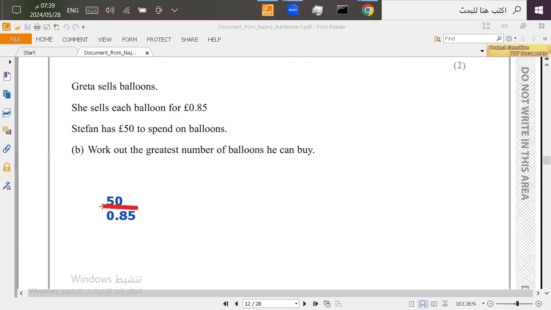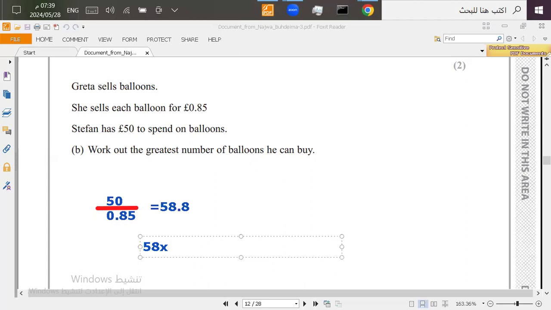And then we will multiply the total number by the money. So first we divide 50 over 0.85. Let's do it here. So 50 divided by 0.85. And the answer is 58.8. This means 58 balloons and 0.8 of a balloon. Now, I need to understand that I need to buy a whole balloon. It means I'm not going to count the decimals. It means I'm going to buy only 58 balloons.